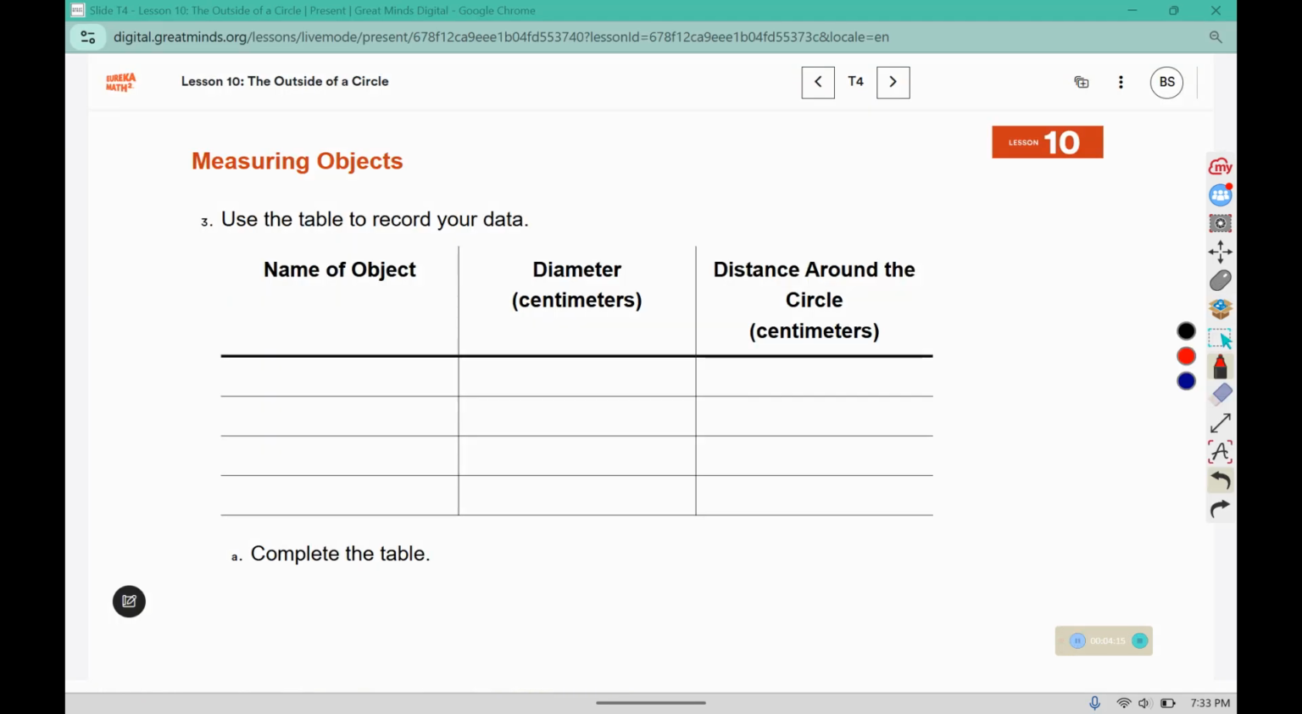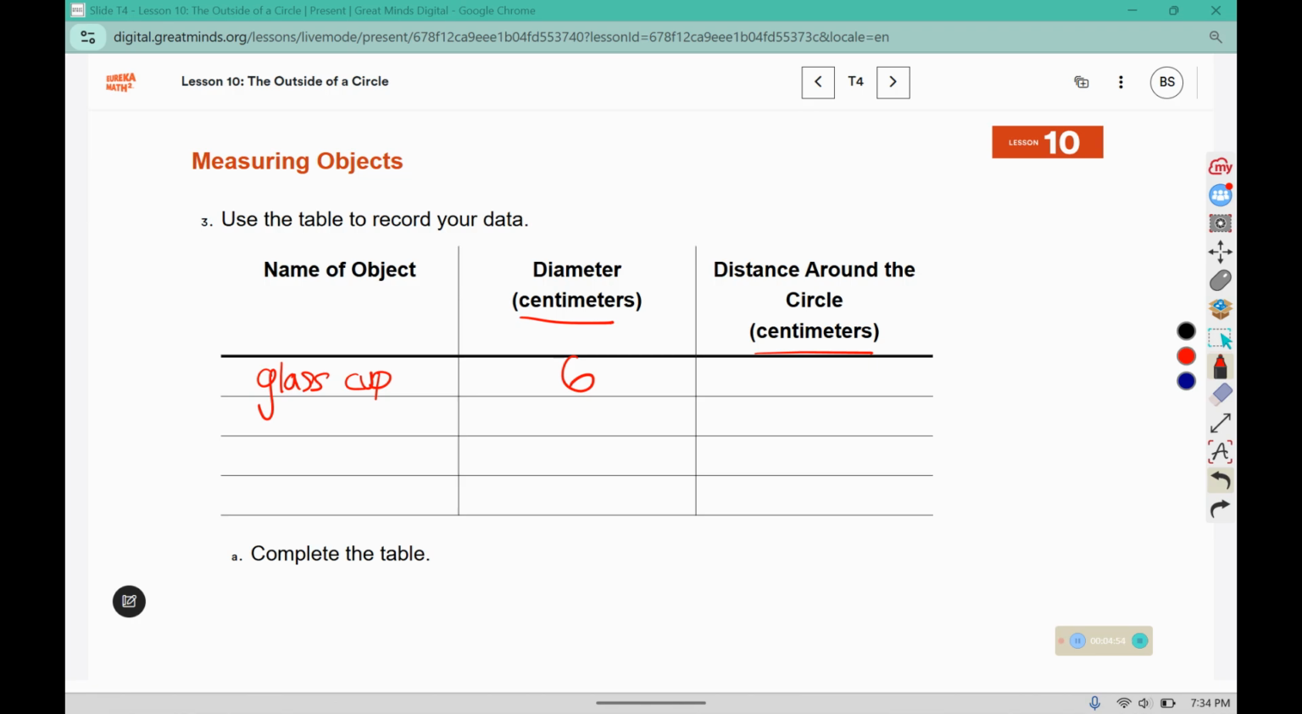Your items may be different than mine, but I'm going to start with the glass cup because it has the smallest distance around. And I'm measuring in centimeters. So diameter is across. And remember, the diameter goes from one edge of the circle to the other. So we don't want to cut it across close to the top. We want to go straight through the middle. And mine is exactly 6 centimeters in diameter.